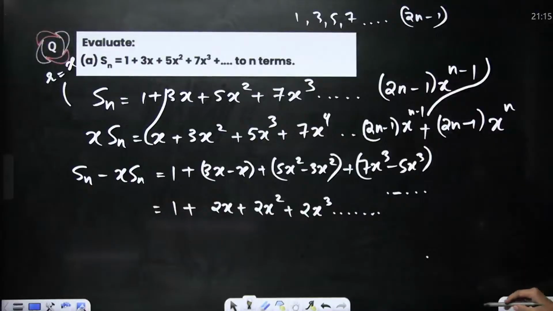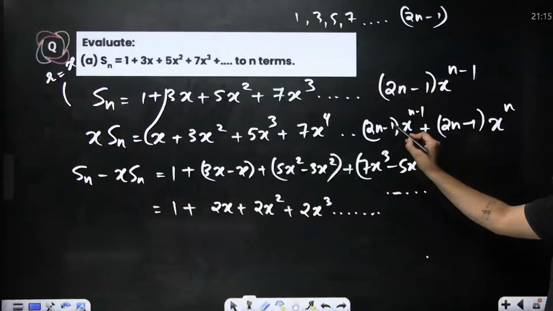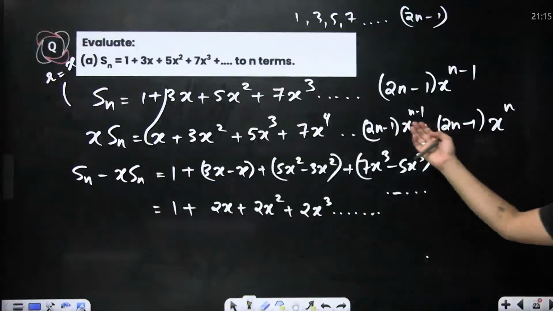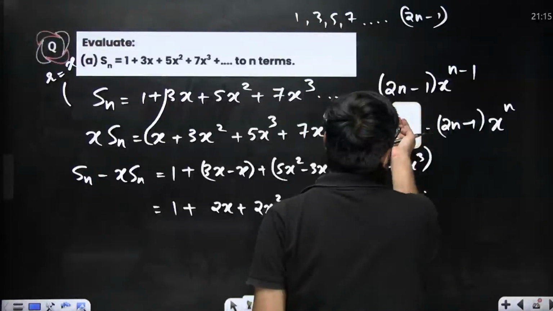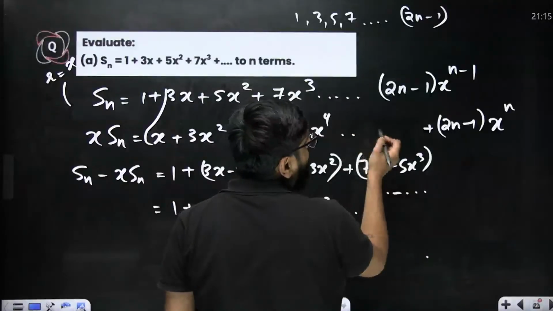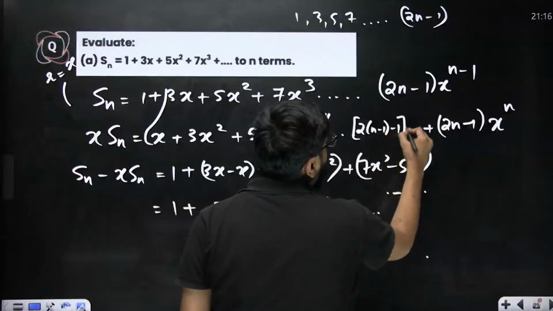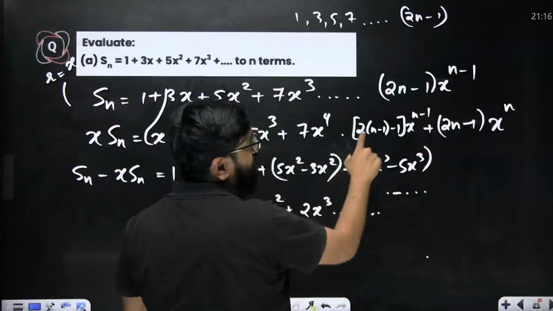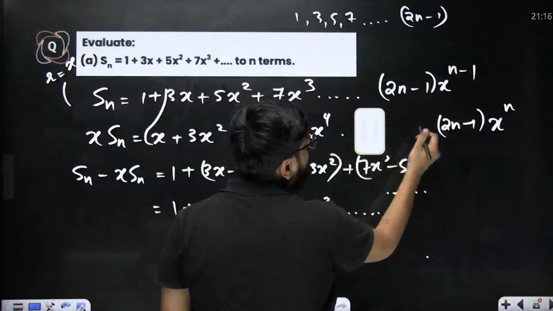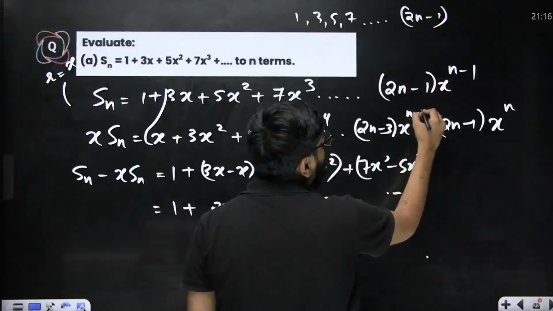This term will get subtracted with what? This term. This will be not 2n minus 1. No, second last term, this term. Okay. Second last term, here also we'll have to put n minus 1. So 2 into n minus 1 minus 1 into x to the power n minus 1 will be the second last term. So this is 2n minus 2 minus 1, that means 2n minus 3. And this is 2n minus 3, so you'll be able to see more clearly. Second last term will be 2n minus 3 into x to the power n minus 1.